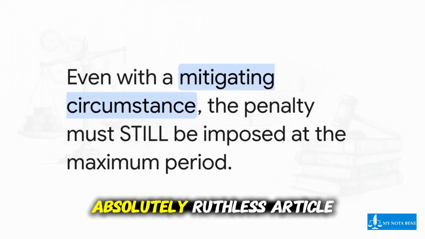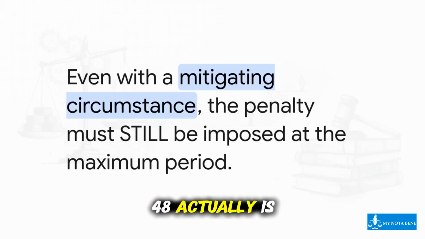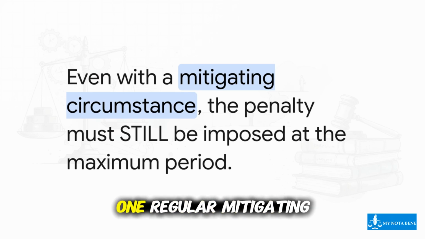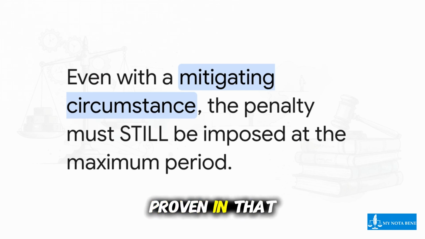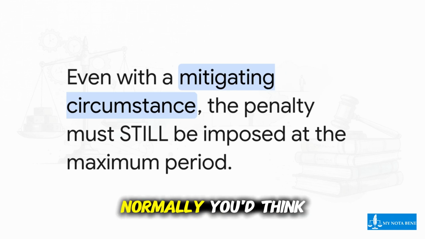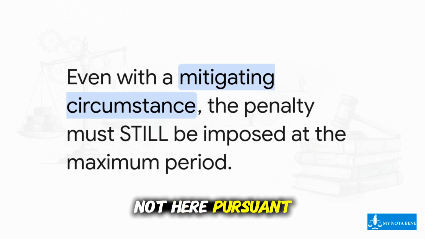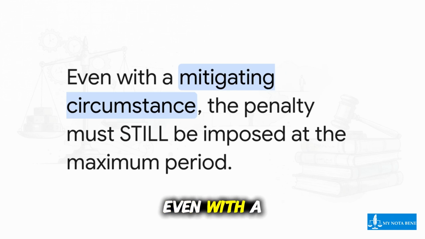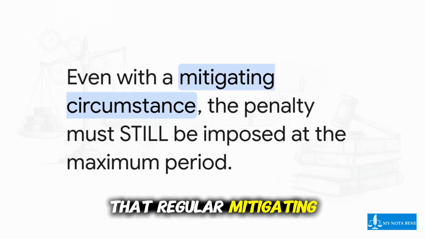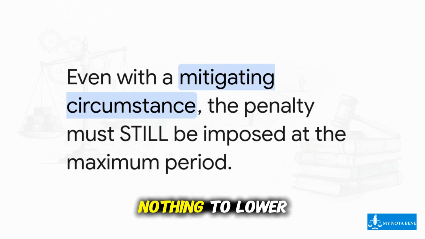But notice how absolutely ruthless Article 48 actually is. Suppose you have 1 regular mitigating circumstance proven in that complex crime. Normally, you'd think that drops you to a minimum period, right? Not here. Pursuant to Article 48, even with a regular mitigating circumstance present, the penalty must still be imposed at the maximum period. That regular mitigating circumstance does absolutely nothing to lower the maximum period in a complex crime.